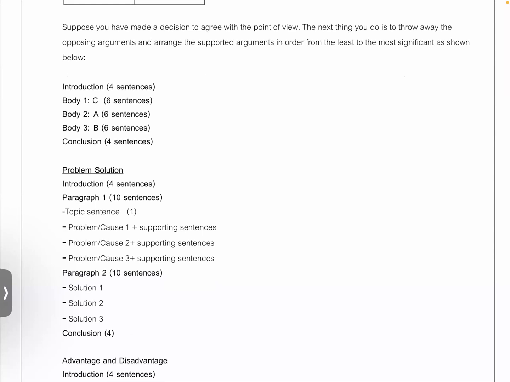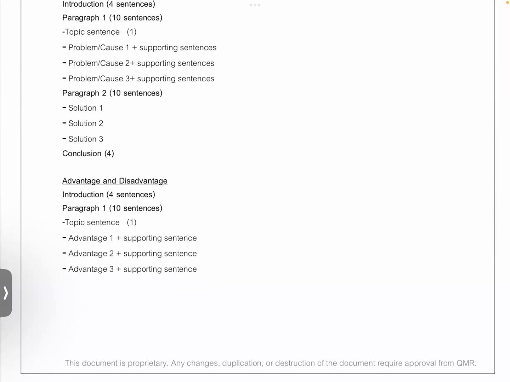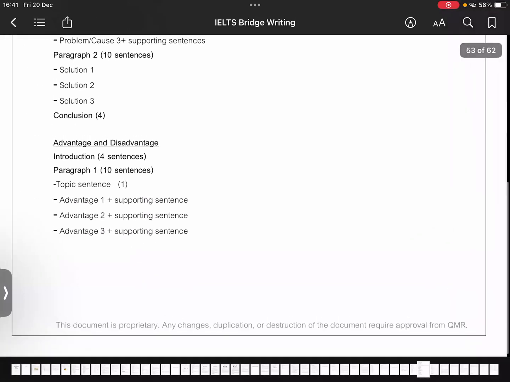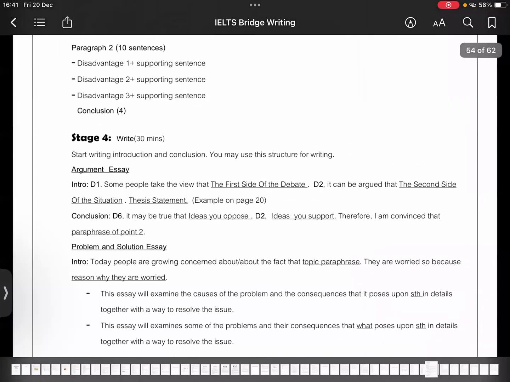Now, for problem-solution essays, this is quite straightforward. You will have two different paragraphs. One paragraph will focus on the causes and the effects, and the other paragraph will focus on the solutions. As for advantage and disadvantage, the first statement, like always, will introduce the problem, introduce the ongoing issue. The first paragraph will talk about the advantages, and the next paragraph will focus on the disadvantages. In the final paragraph, you just summarize everything.